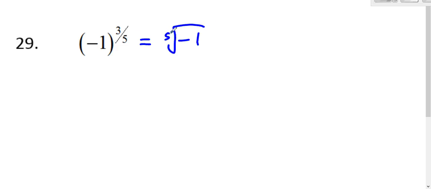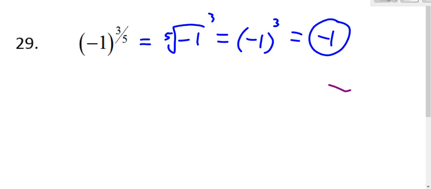So the denominator of 5 means fifth root. Since it's odd, we can do that with a negative. It would just be negative 1. And then raise it to the third power, still just negative 1.